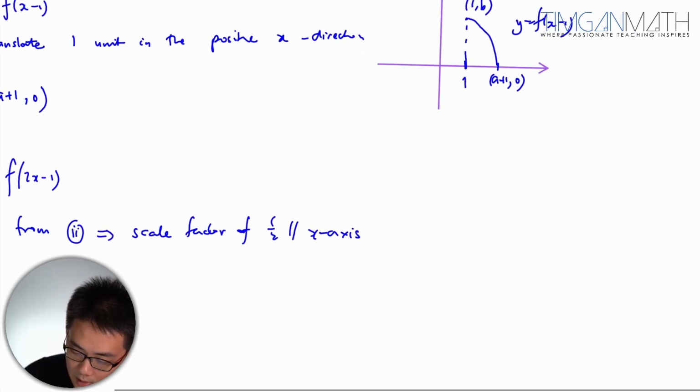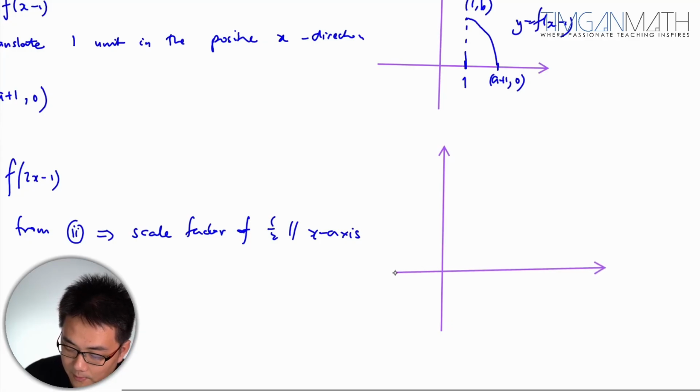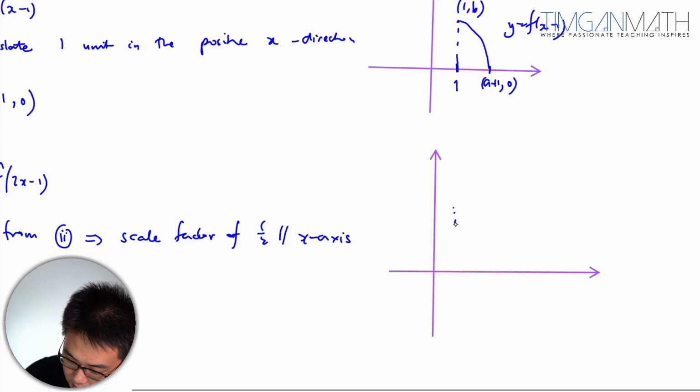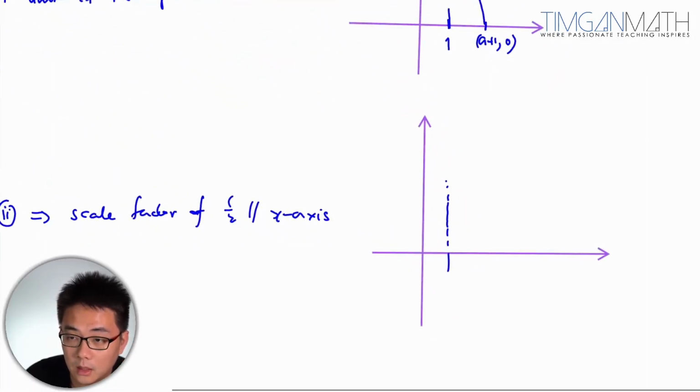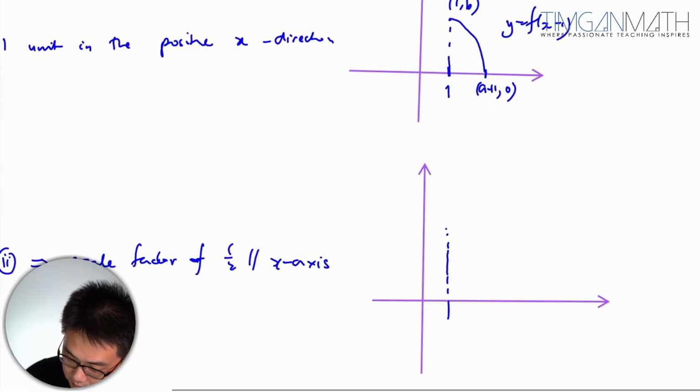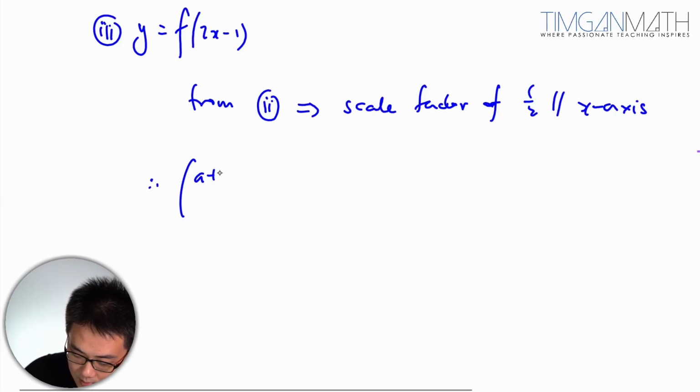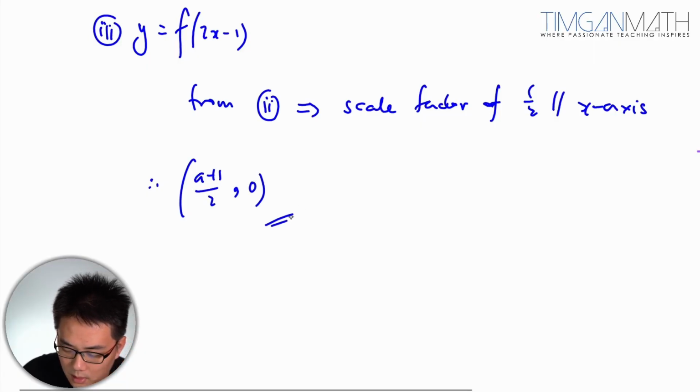So from here we already translated, then we need to scale this part here, which means this will be halved. So this is half, this is half b, and this will just become (a plus 1 over 2, 0). So the only point which we know exists to cut would be this point here. That's why this will just be (a plus 1 over 2, 0) for part 3.